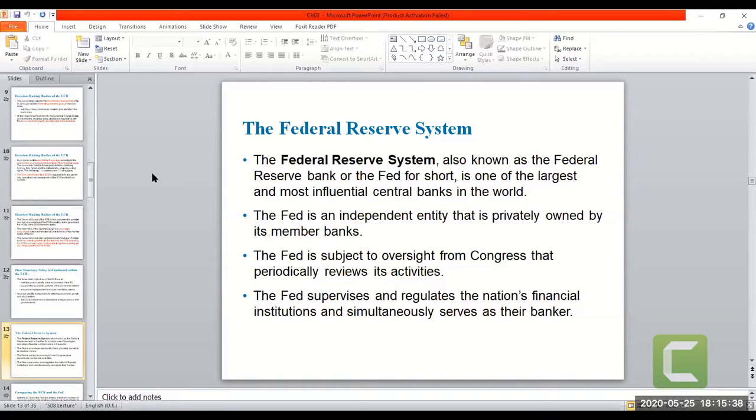The Fed regulates state banks or regional banks and other financial institutions, and it is also owned by these banks and serves as their bank.